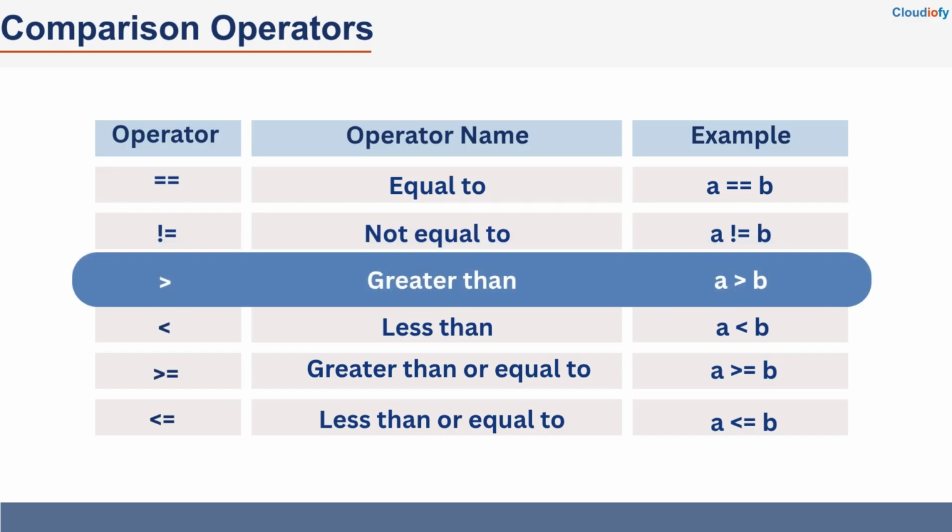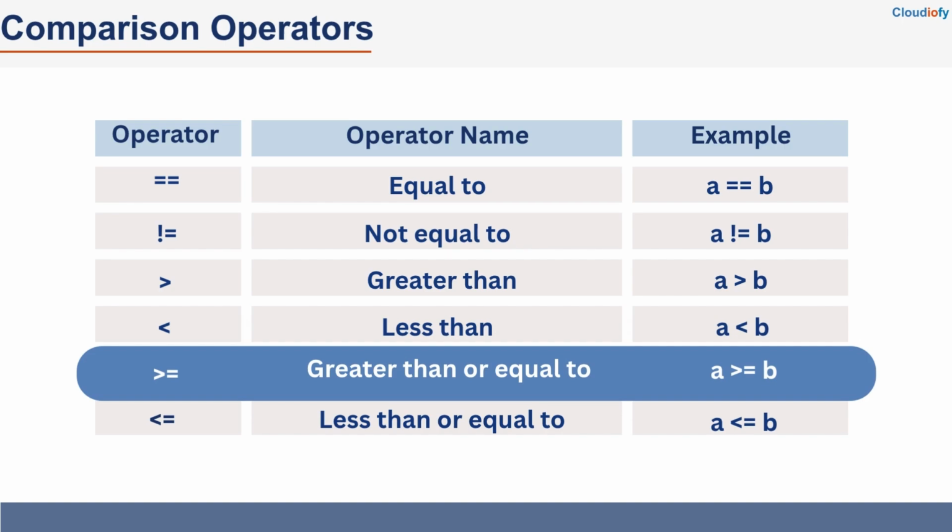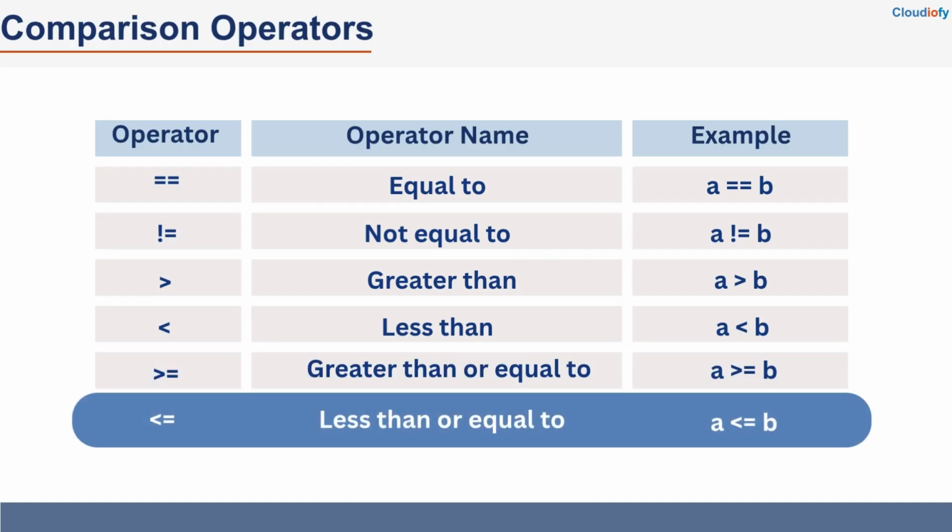Greater than checks if one value is larger, like A > B. Less than checks if one is smaller. We say A < B. Greater than or equal checks if a value is either greater or equal. For example, A >= B. And finally, less than or equal means the value is either smaller or the same. We say A <= B.